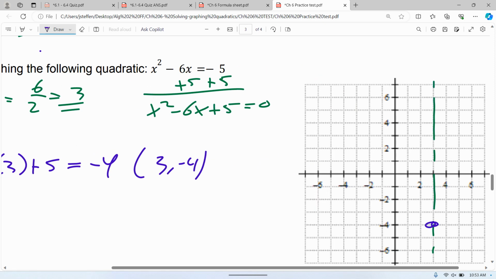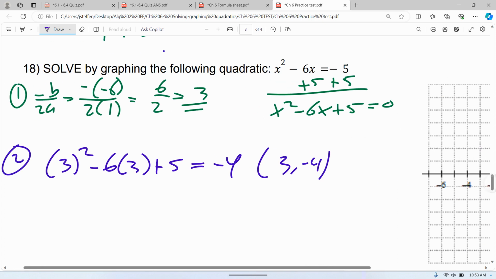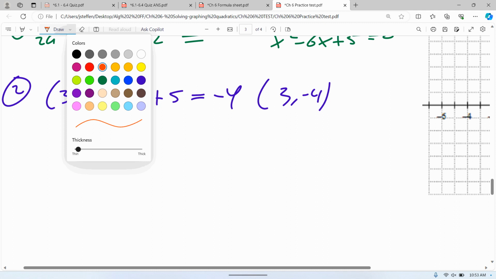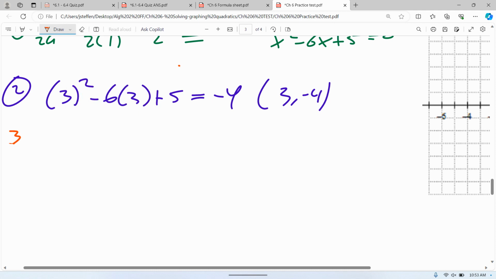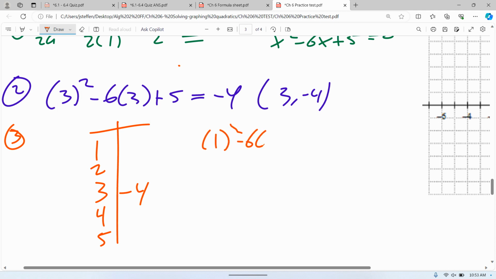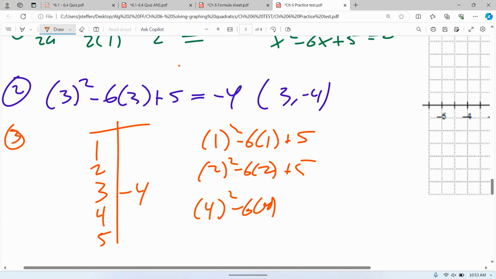And step three, now we're finding the points. Here's my chart. I have 3, negative 4, the vertex, in the middle. Two smaller, 2 and 1, and two larger, 4 and 5. And then you just plug that into your equation. 1 squared minus 6 times 1 plus 5, 2 squared minus 6 times 2 plus 5, 4 squared minus 6 times 4 plus 5, and 5 squared minus 6 times 5 plus 5. So again, I encourage you to put all those in your calculator.